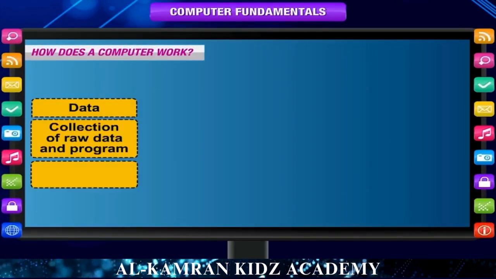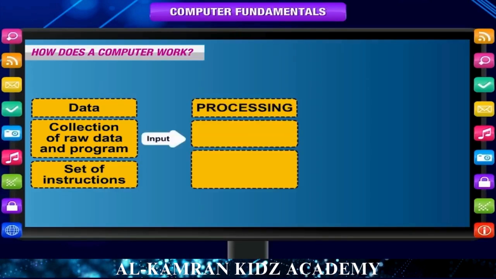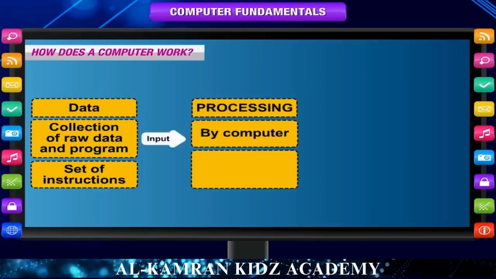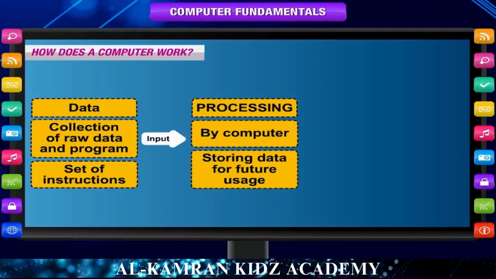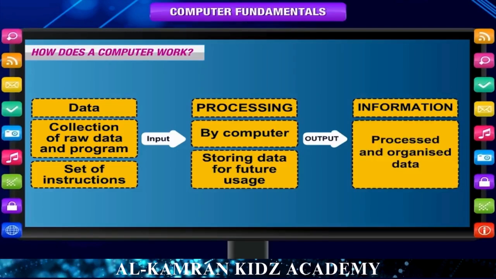Input: data, a collection of raw data, and a program, a set of instructions. Processing by the computer, and storing data for future use. Output: information, which is processed and organized data.